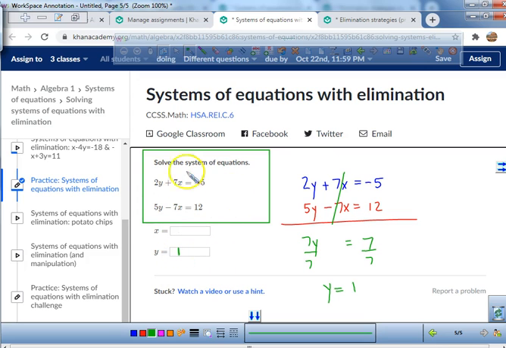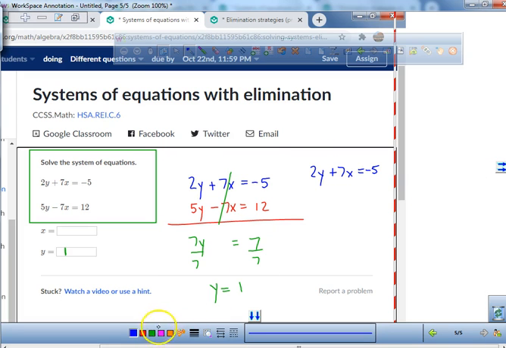Now, we have to make a decision. And I'm going to choose the top equation. Okay? I'm going to choose the top equation. What am I going to plug in? I'm going to plug in a 1 right there. So check this out. So I'm going to take the top equation, which is what? 2y plus 7x equals negative 5. And what number am I going to plug in for my y? I'm going to plug in a uno, 1.